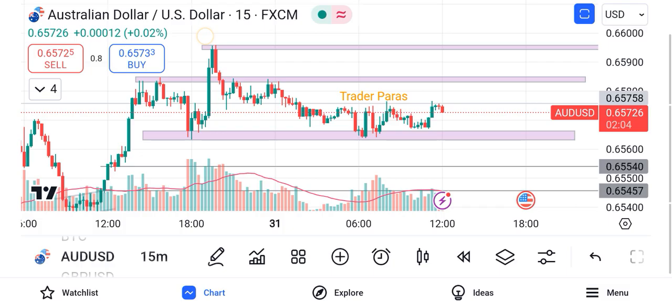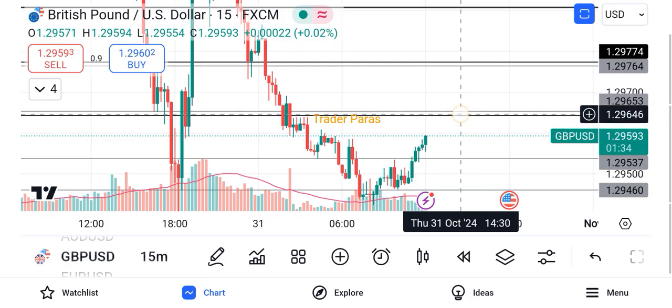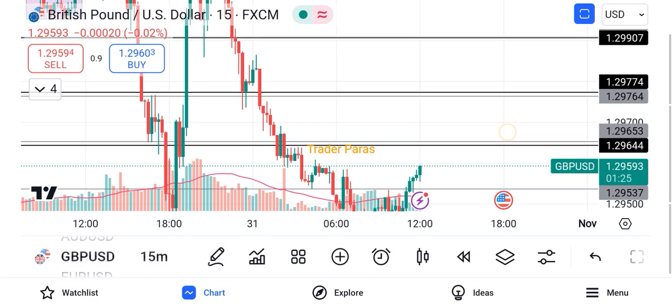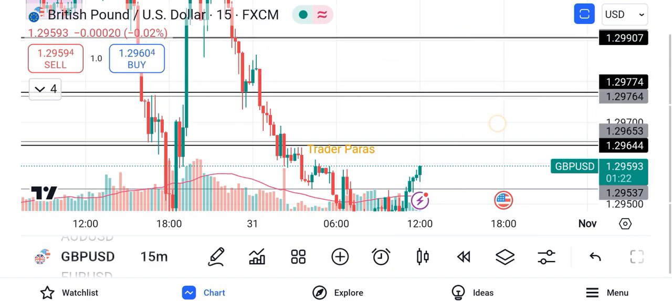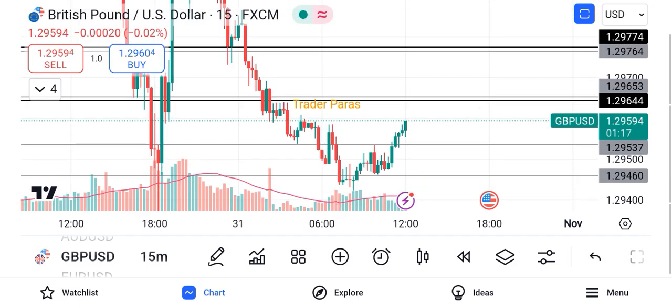This is Great Britain pound versus US dollar, 15-minute time frame. You can buy this level and target. First target is this and second target is this. You can manage your risk reward ratio and trade.